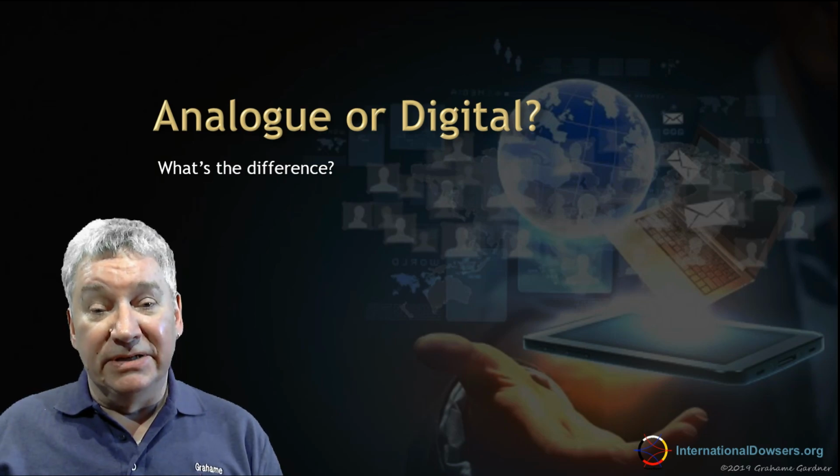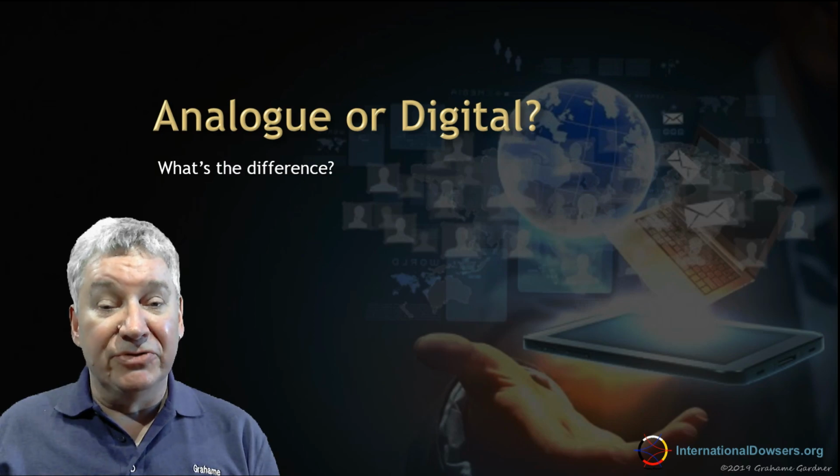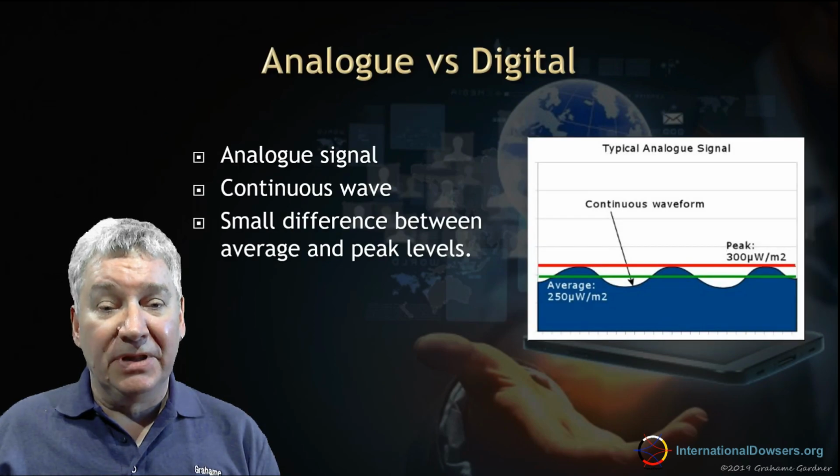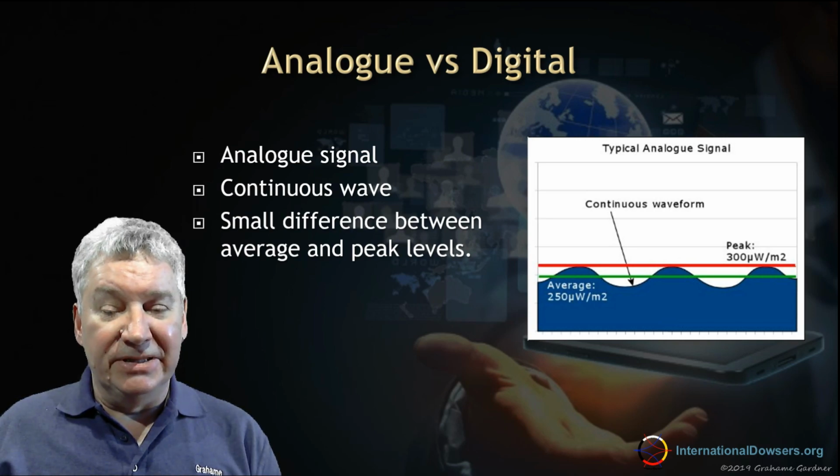So it's the pulsing of these digital signals that seems to be the problem. So the older analog continuous wave signals don't have the same effect. With an analog signal, you have this continuous wave. There's a small difference between the average and the peak levels. And the average is simply the difference between the peaks and the troughs in the wave.